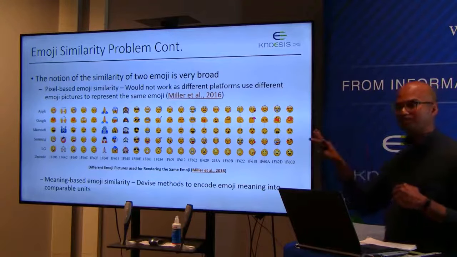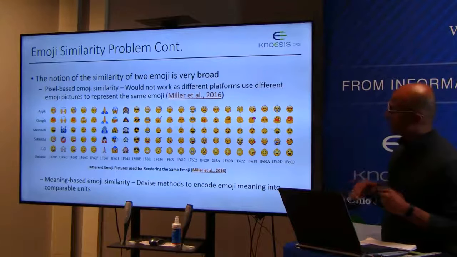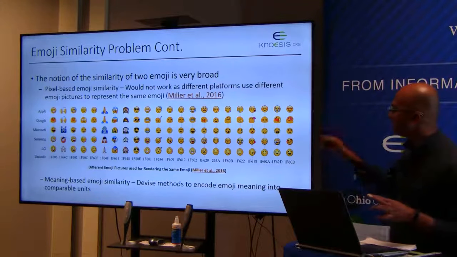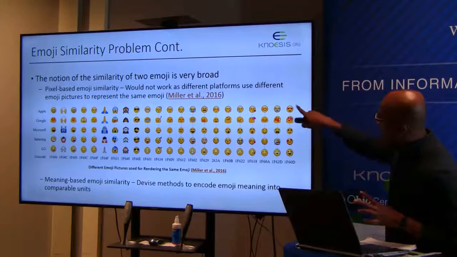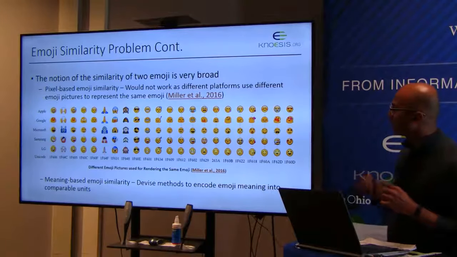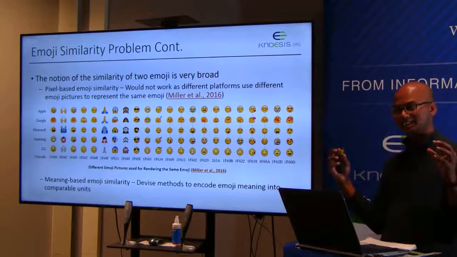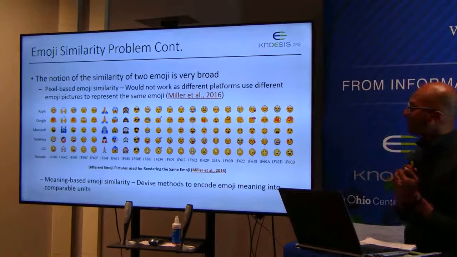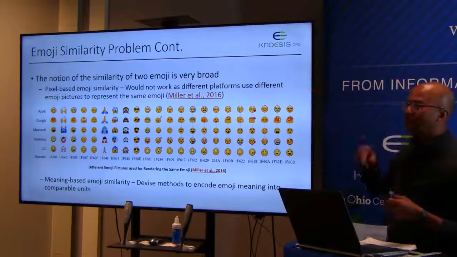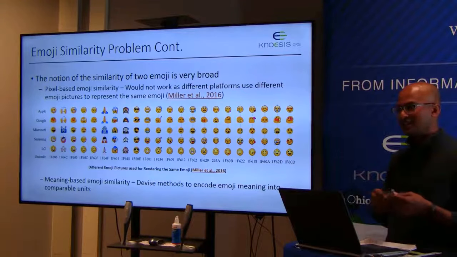So if you look at how to approach this problem, you can approach it using a pixel-based emoji similarity method. What I mean by that is you can compare how these images look and come up with how similar the emojis are. But the problem is, the same Unicode code point could contain multiple images.